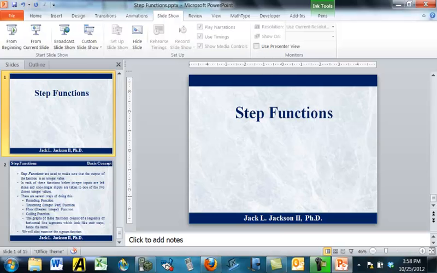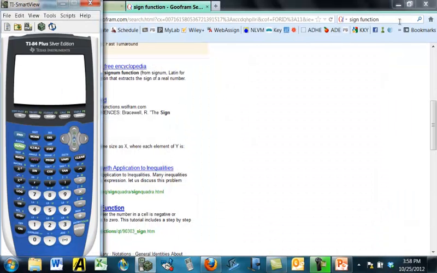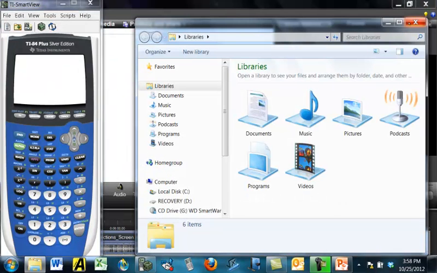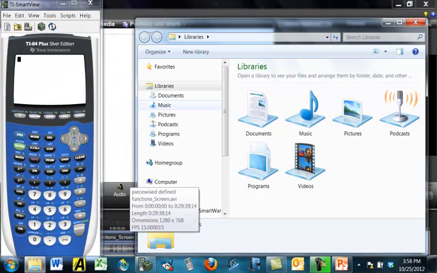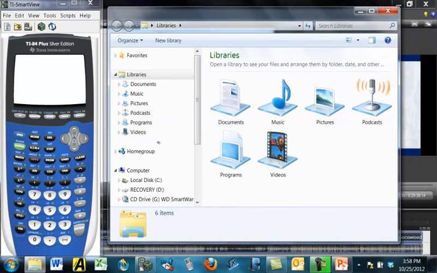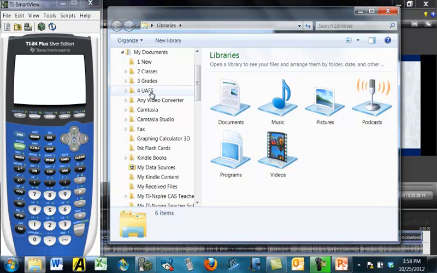Now I do want to show you one more thing before I finish up here. Let's see, where am I? I want to pull open a Sketchpad file. Okay, let me find it here.